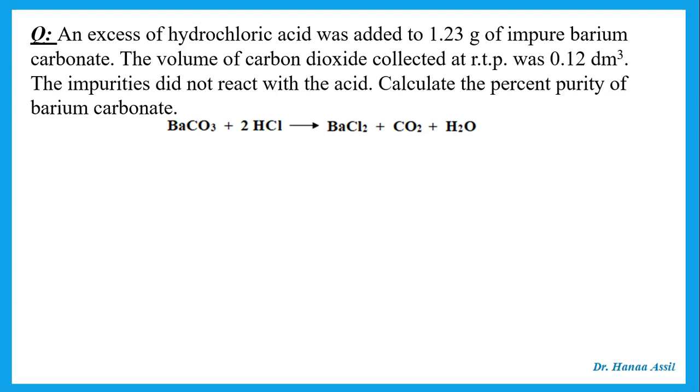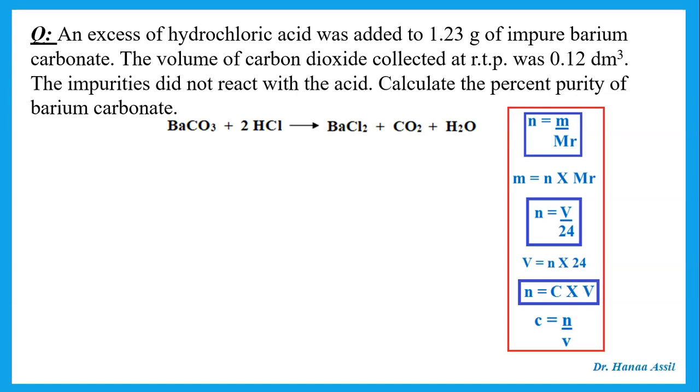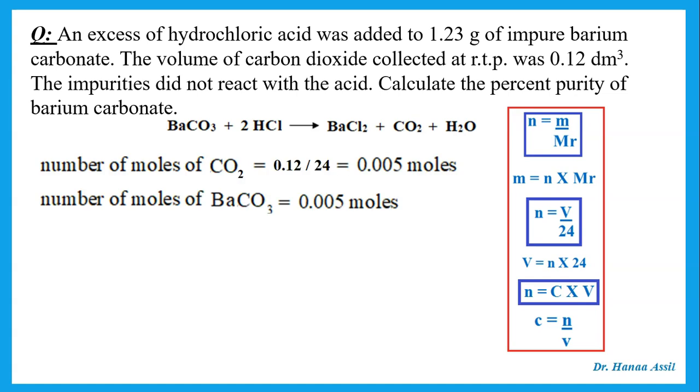We're given volume of carbon dioxide is 0.12 decimeter cubed, and that can be used to get what was the number of moles of barium carbonate. So first of all, we get number of moles of carbon dioxide. Carbon dioxide is a gas. We have the volume. So the number of moles of carbon dioxide is the volume over 24.